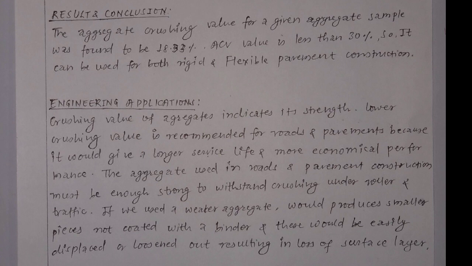The aggregate used in road and pavement construction must be strong enough to withstand crushing under rollers and traffic. If we use a weaker aggregate, it produces smaller pieces not coated with binder, and these would be easily displaced or loosened out, resulting in loss of the surface layer.